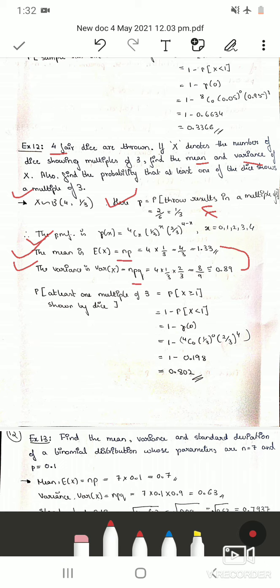That property holds. Then they have asked to find the probability that at least one of the dice shows a multiple of 3. Therefore it is P of x greater than or equal to 1, or else 1 minus P of x less than 1, which is 1 minus P of 0. So in place of x substitute 0 and simplify, and you will get the probability as 0.802.